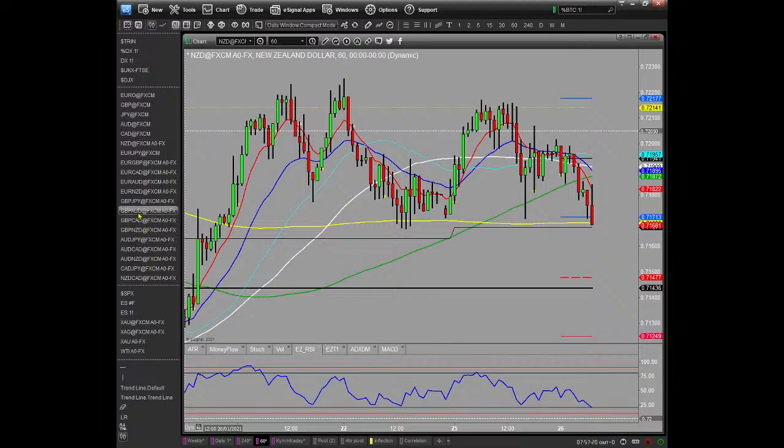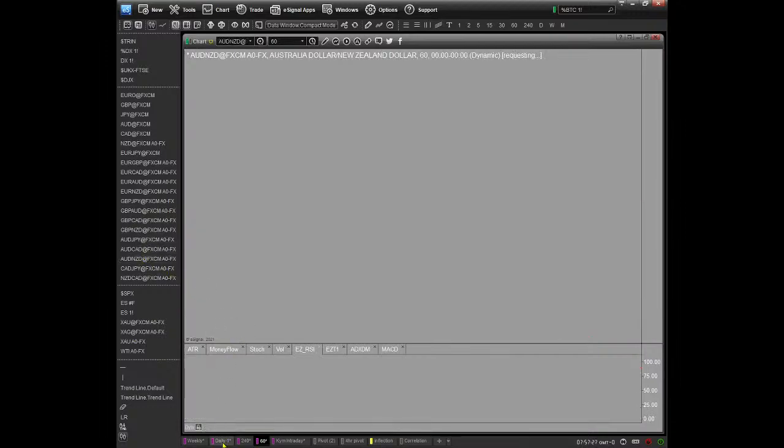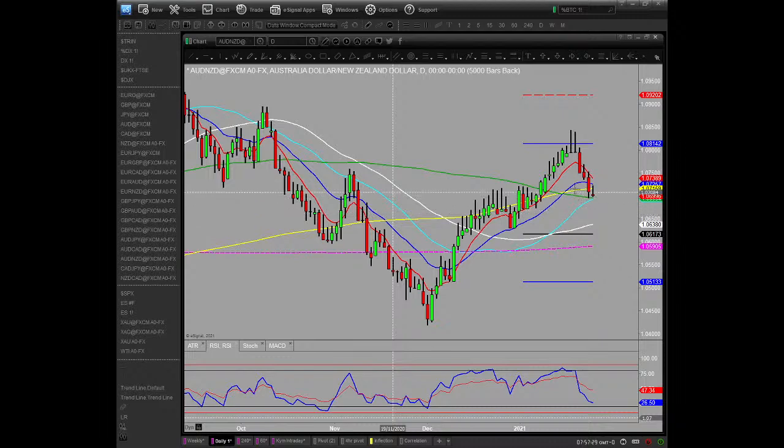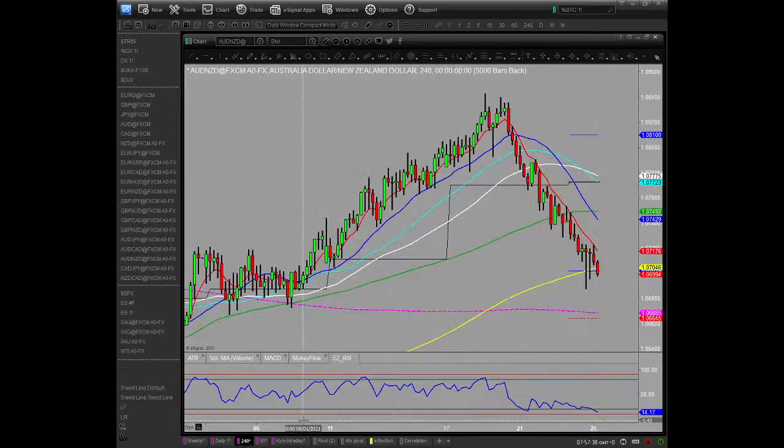There's a couple of cross pairs I look at occasionally. I wanted to look at the Aussie New Zealand dollar. We've been looking at this for some time. Just come back to this. Has it changed course? Well, it looks like it at the moment. It's certainly broken the trend for now. It has been one of my favourite shorting pairings.